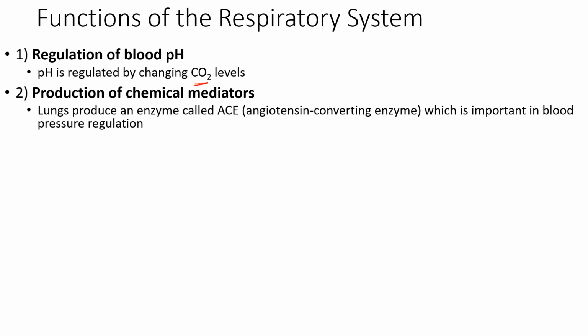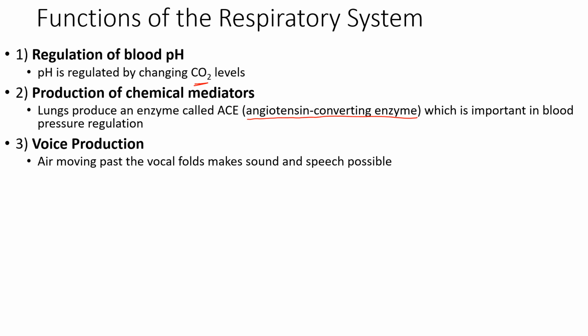The production of chemical mediators. We mentioned this in the previous chapter about angiotensin converting enzyme. It was part of the renin angiotensin aldosterone system, which you're going to have a video over in the hormones section. The lungs produce this enzyme called angiotensin converting enzyme, and that's important in blood pressure regulation because it's going to involve aldosterone at the end, angiotensin 2 and aldosterone. So you'll have to watch the renin angiotensin aldosterone video in the hormone section to get more information about ACE.